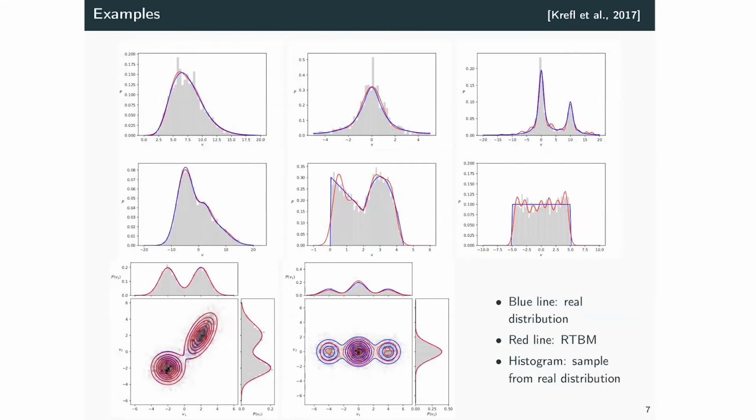So these are a few examples where we are trying to estimate different PDFs. We can see in blue the real distribution that we are trying to estimate, and in red we have the output from the Riemann theta Boltzmann machine, and the histogram is a sample from the real distribution that we are trying to understand. As you can see from this figure, this approach is working both for the one-dimensional case and the two-dimensional case.